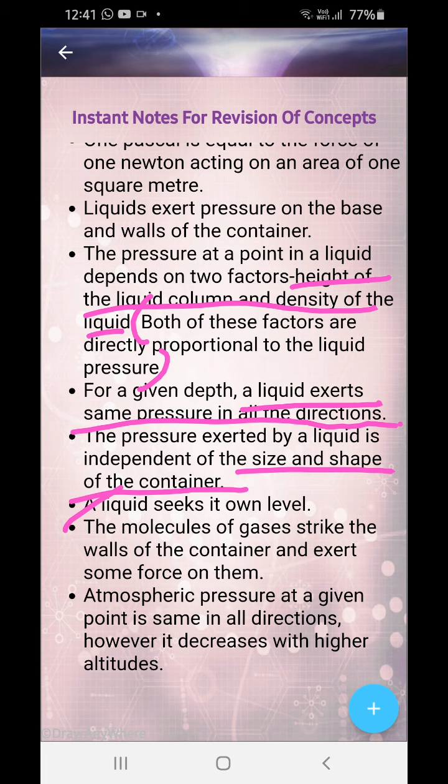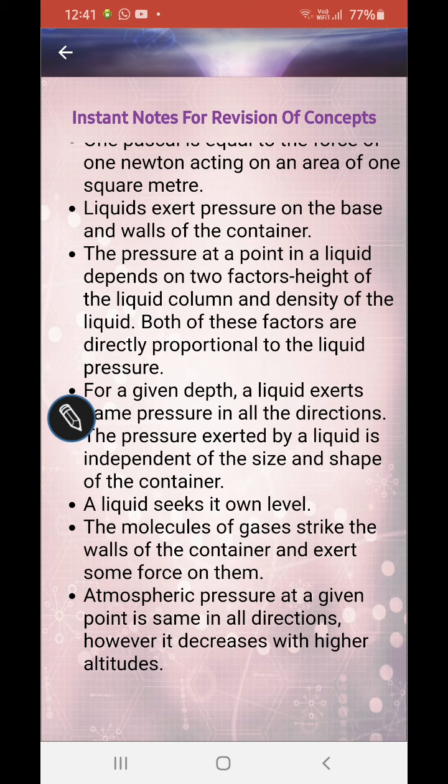The molecules of gas strike the walls of the container and exert some force on them. Atmospheric pressure at a given point is the same in all directions. However, it decreases with higher altitudes. That's why we feel dizziness when we climb up a hill or when we come down a hill. So we feel dizzy like that.